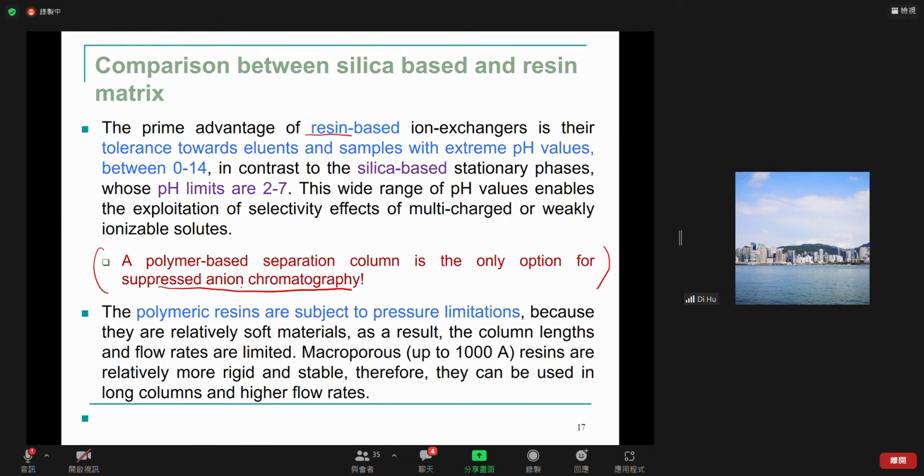However, there's some limitation for this polymer resin as well. Because they're relatively soft, just like those synthetic polymer cross-linkages, they are subject to pressure limitation. They're not as rigid as silica particles. They're relatively soft, and therefore the column length and flow rate are limited. They cannot really handle a very long column or a large pressure drop.